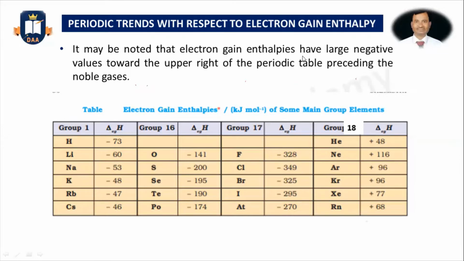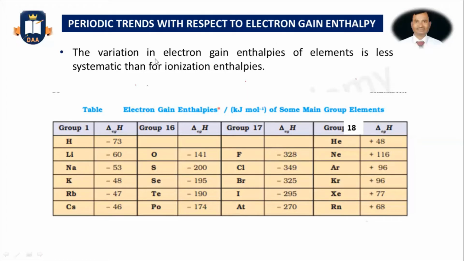Electron gain enthalpies have large negative values towards the upper right of the periodic table, preceding the noble gases. This is the noble gas. So preceding means you have to come to the left side and upper right in the periodic table. That means our group number 17 is there. So it has large negative values, and you have seen how large the values of electron gain enthalpies are for these elements.